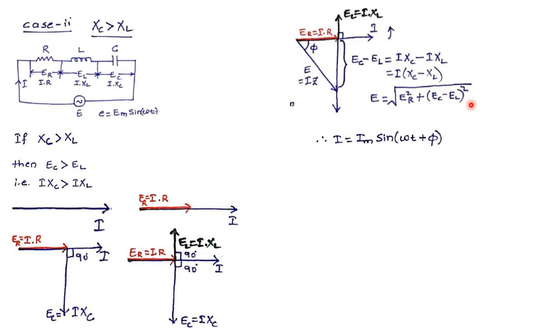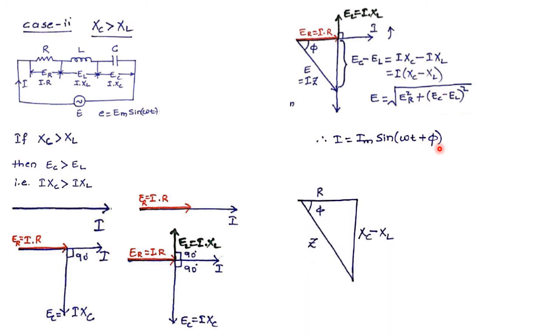And now the current here is leading the voltage E by an angle phi. Therefore I equals Im sin(omega t plus phi). So current I leads the voltage by an angle phi. Here the circuit is having the capacitive effect as XC is greater than XL, hence current will be leading by an angle phi.